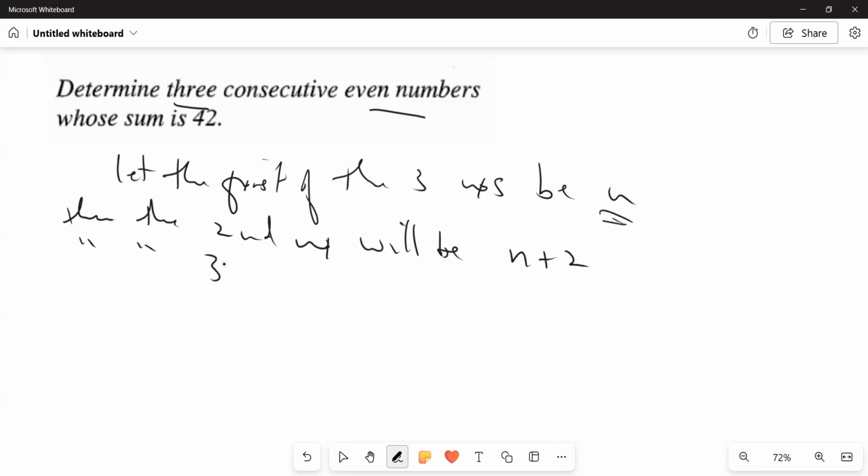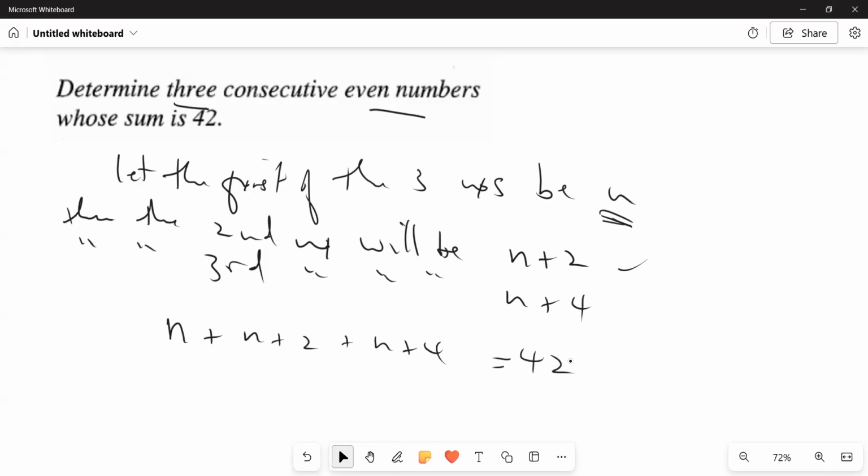Then the third will be what? If n is the first one, n plus 2 is the second. Exactly, n plus 4. So the information says these 3 even numbers add up to 42. So you just have to add n plus n plus 2 plus n plus 4 to get 42.